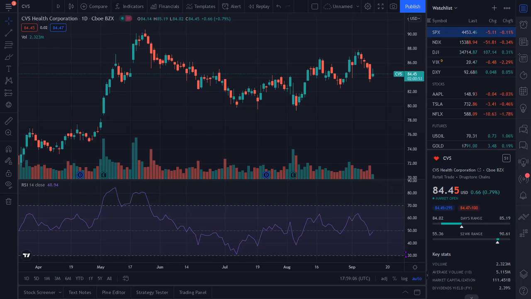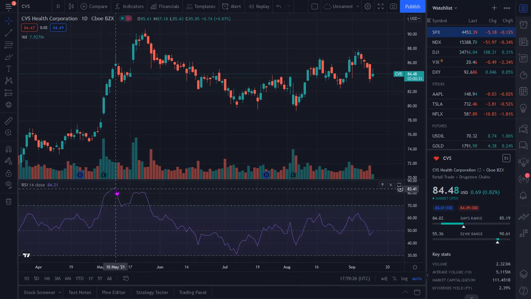And one way to use this that we've discussed before is divergence. And that happens when the security makes a higher high and the indicator records a lower high, or conversely, when the security records a lower low and the indicator records a higher low. So we're going to look at that here.